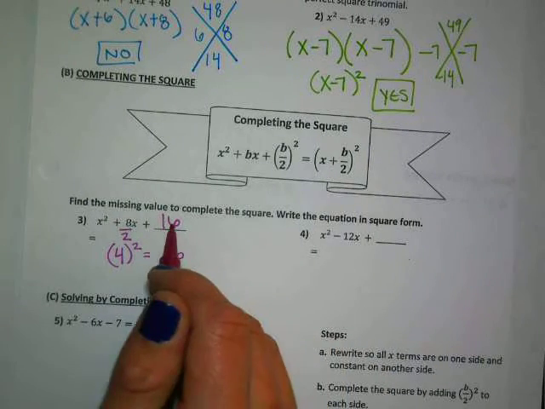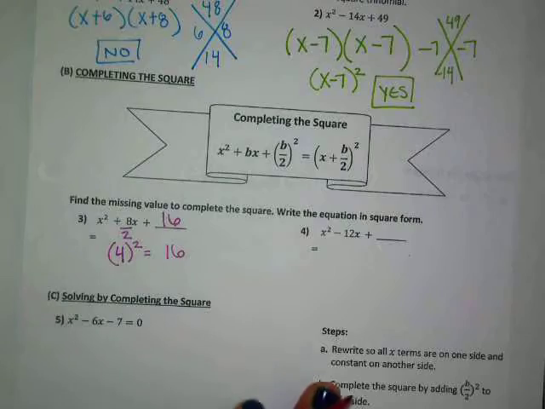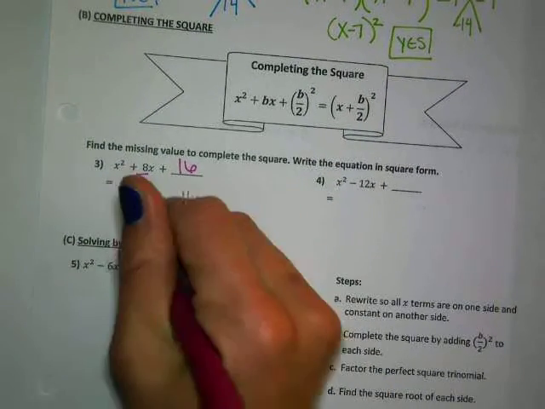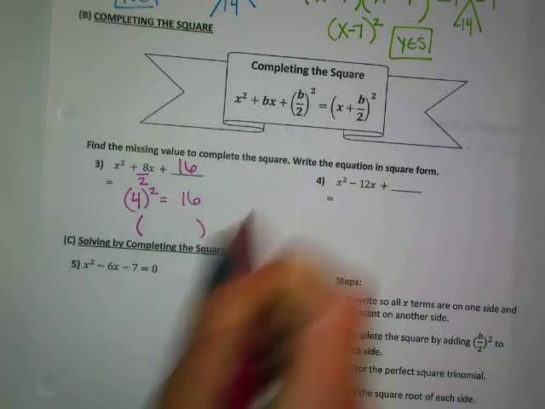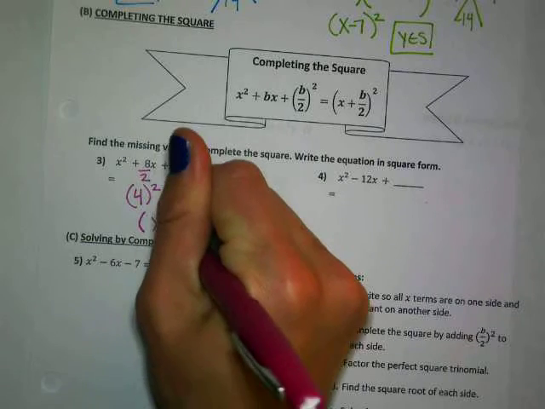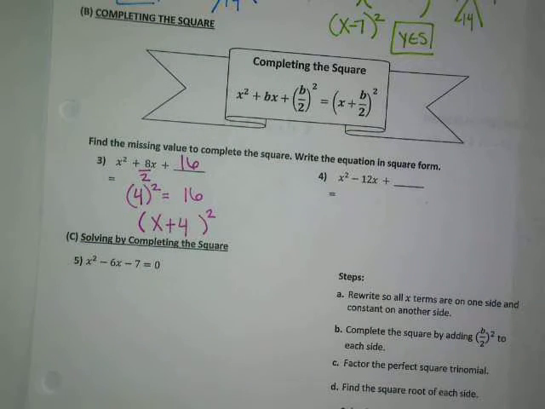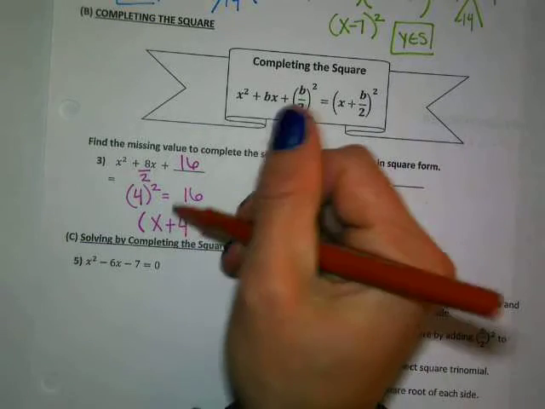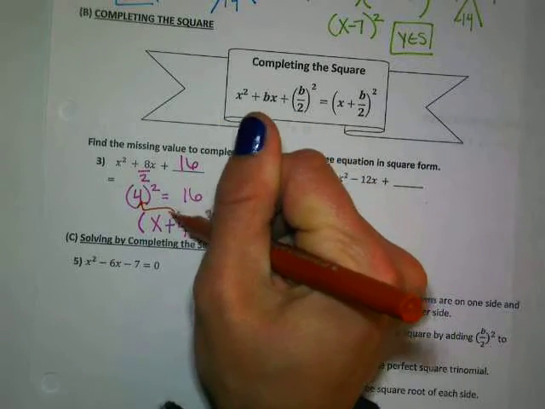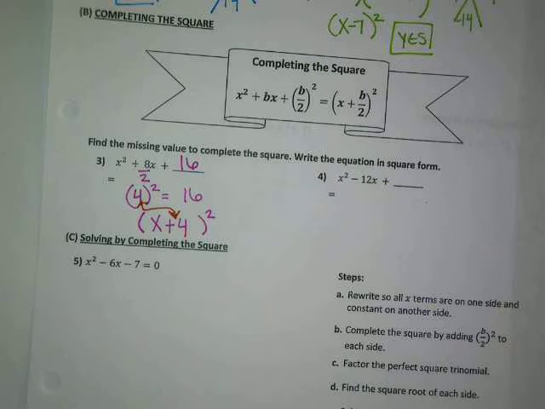All right, and so if I wanted to factor this and write it in the square form, what two numbers multiply to give me 16 but add to give me 8? 4 and 4. So I can write this as x plus 4 squared. And if you are observant, you might have noticed that those two numbers are the same. And they will always be the same if you did it correctly.